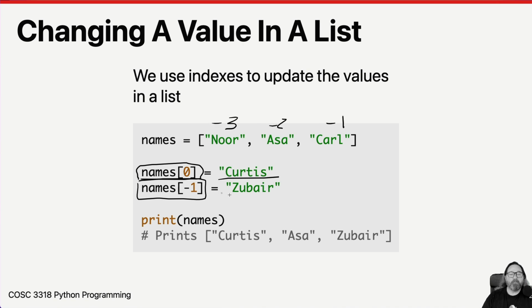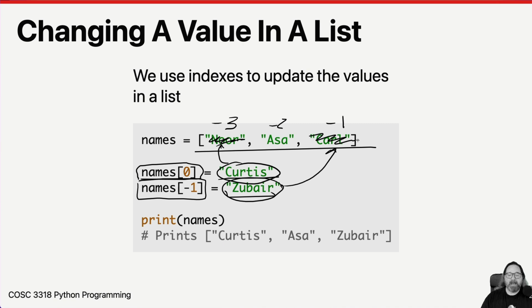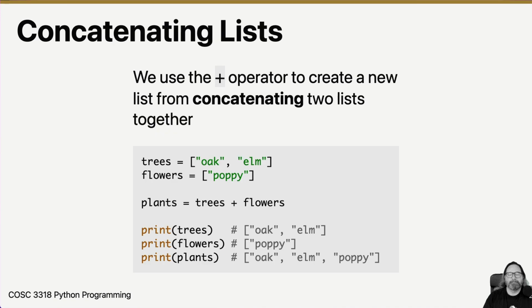Names -1, we can set that to Zubair. So we originally start with Nor, Asa, and Carl. Curtis goes into the 0th here and replaces that. Zubair goes into the last one here and replaces that. And now we have Curtis, Asa, and Zubair. So we can use indexes to update specific elements in the list that we're interested in changing.